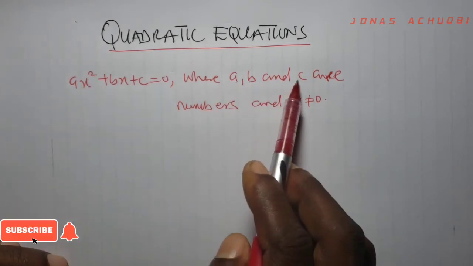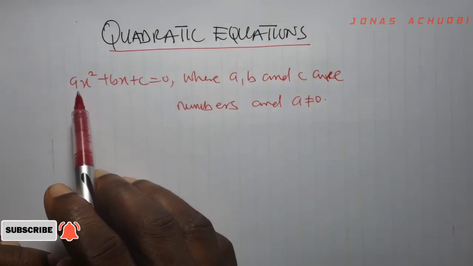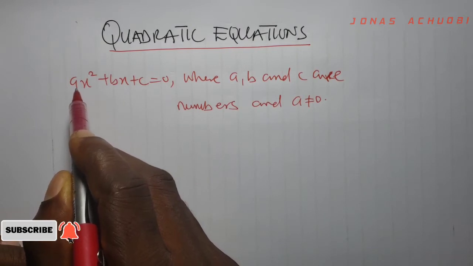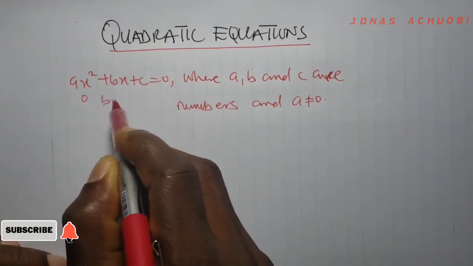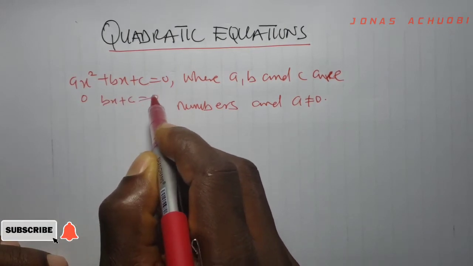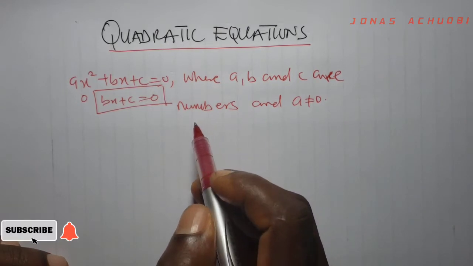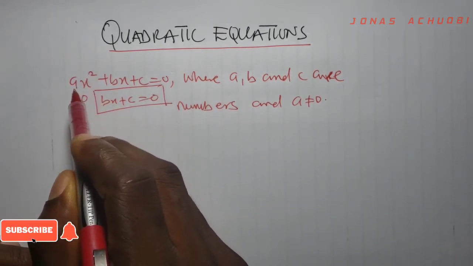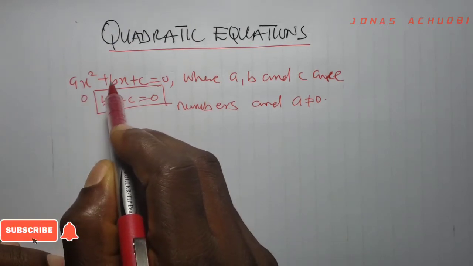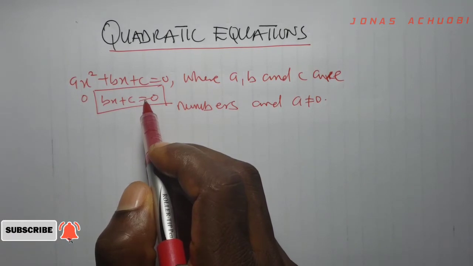So a, b and c are numbers, and in particular a cannot be 0, because if a is 0, then 0 times x squared is 0, and what we have left becomes bx plus c equal to 0, and this is clearly no longer quadratic. So for an equation to be quadratic, the coefficient of x squared must not be 0. b can be 0, c can be 0, but a cannot be 0.